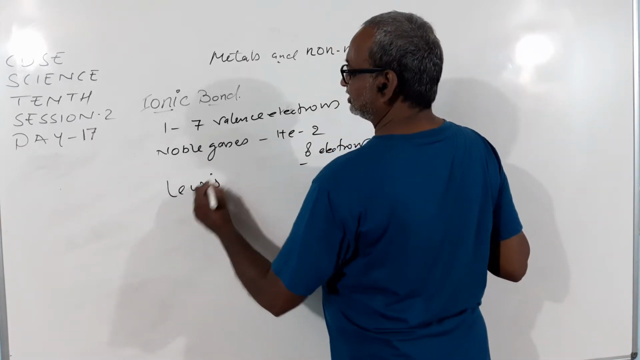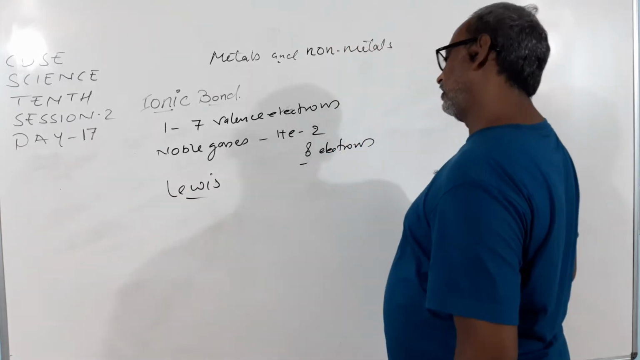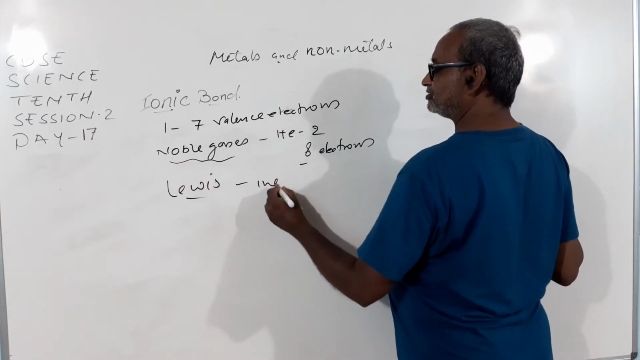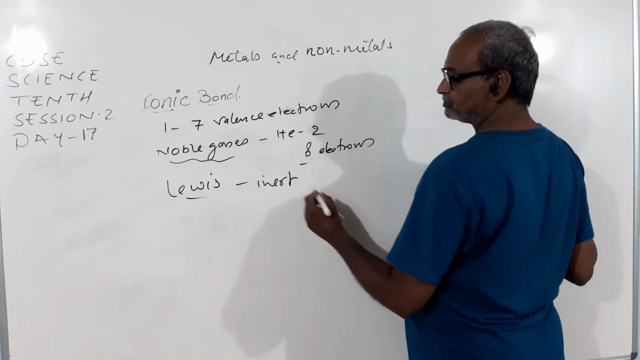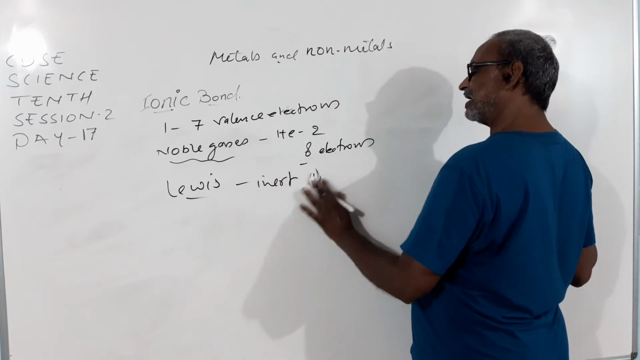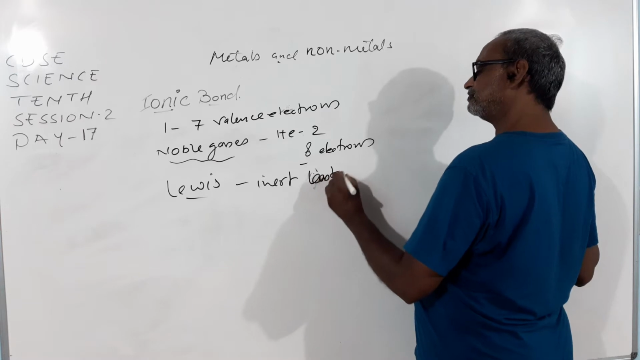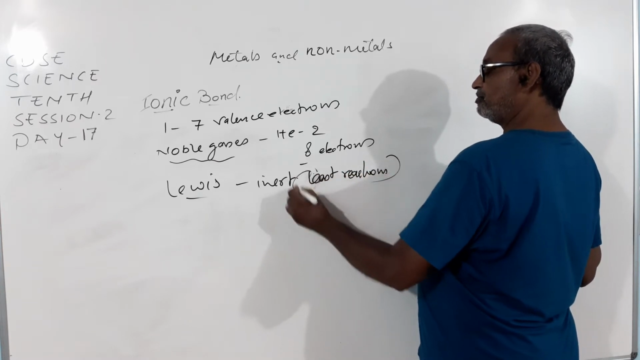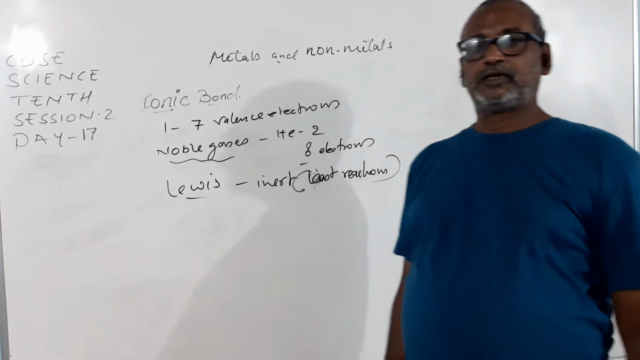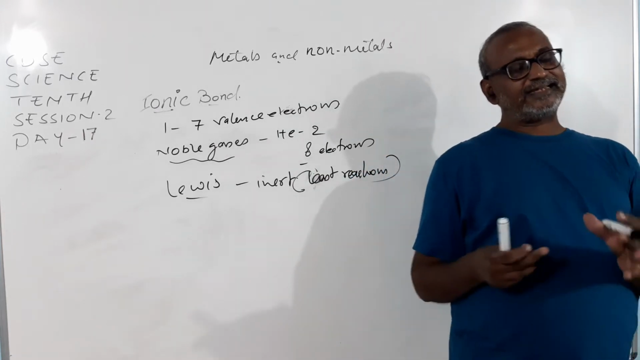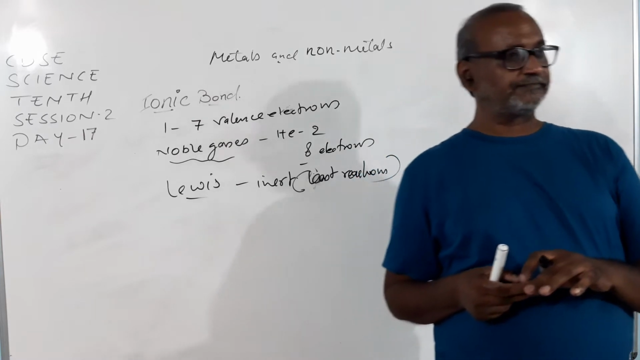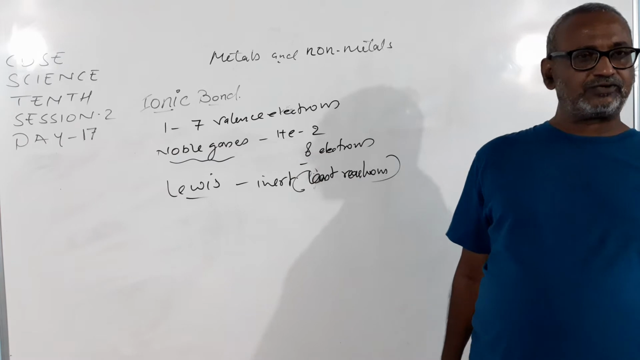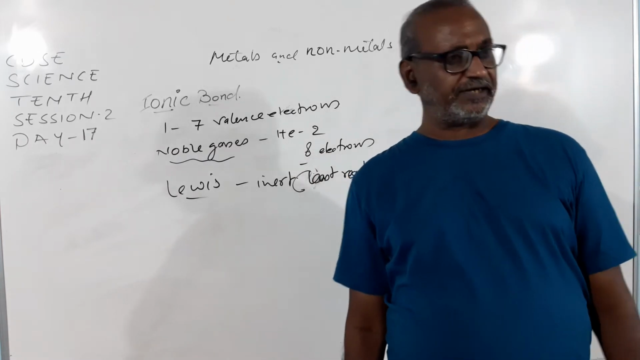Lewis suggested that noble gases are inert, that is, they are least reactive because of their 8 electron configuration. That is, except helium, they have 8 electrons in their outermost orbit.